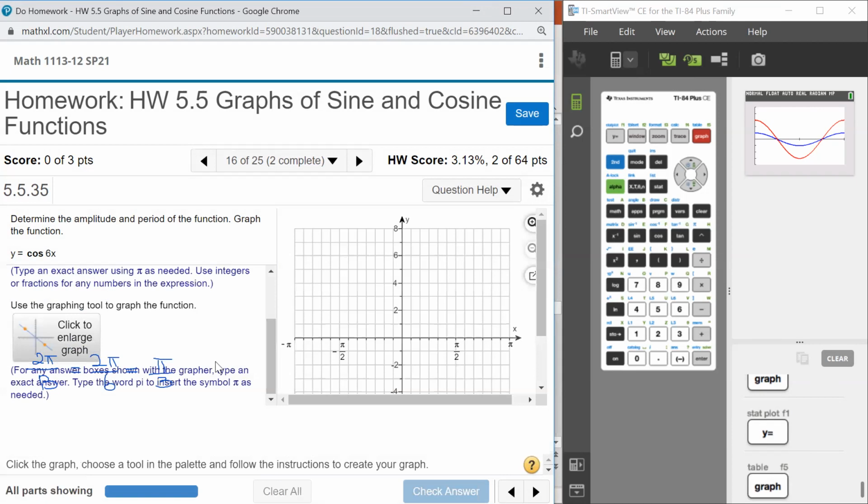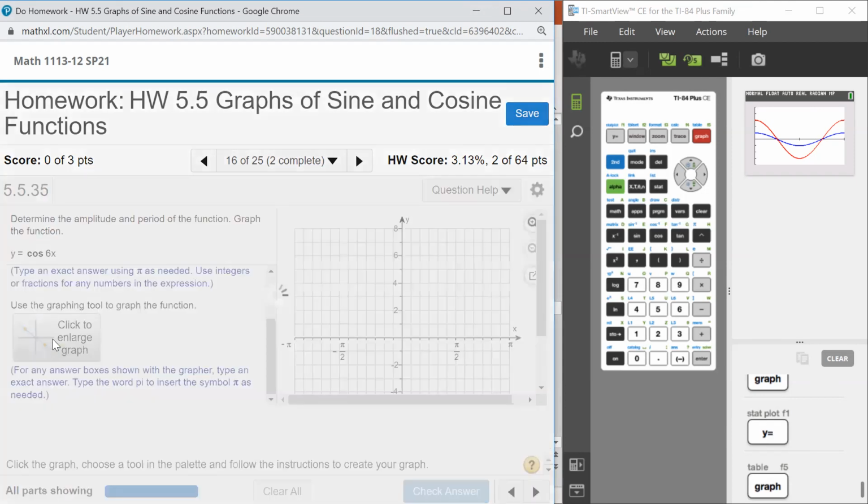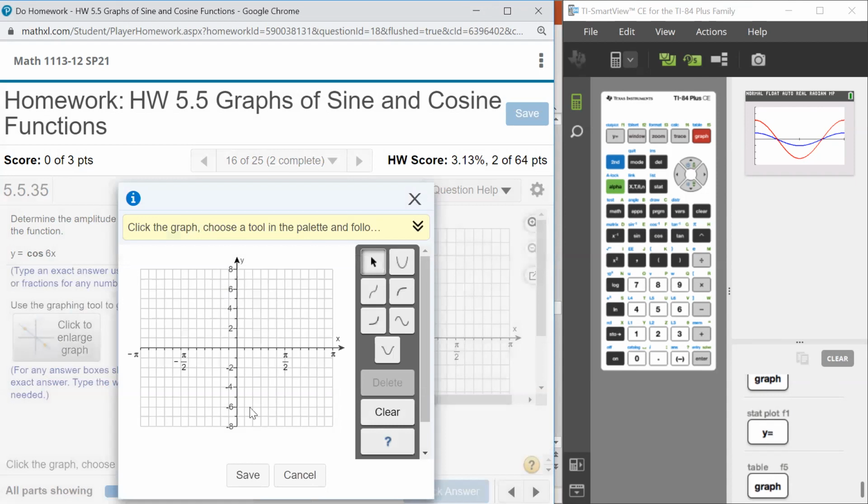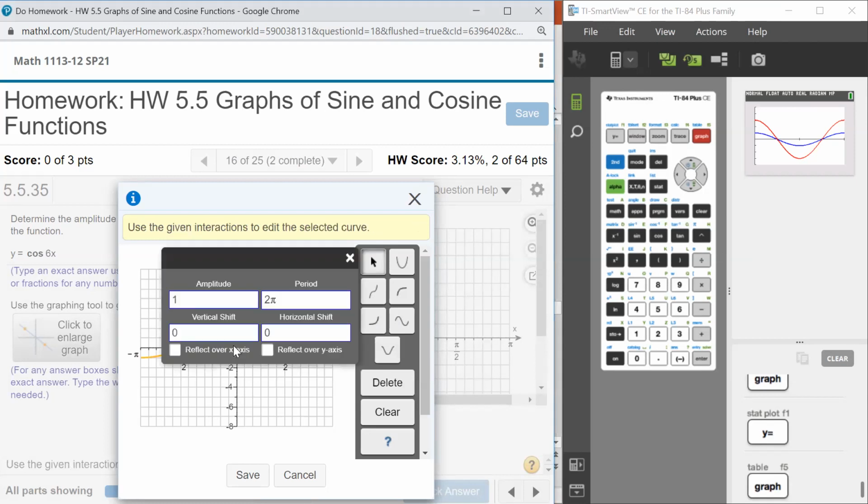Then it's going to ask you to graph. The graphing tool in MyMathLab makes it so easy that sometimes I wonder if it's a good thing. But here is how to do it. You're going to pick the cosine function. Now there's a difference between the cosine and the sine function. This is the cosine tool. This is the sine tool. The others are just for other functions. But because we're doing the cosine function, you're going to click on cosine, click anywhere on the graph.